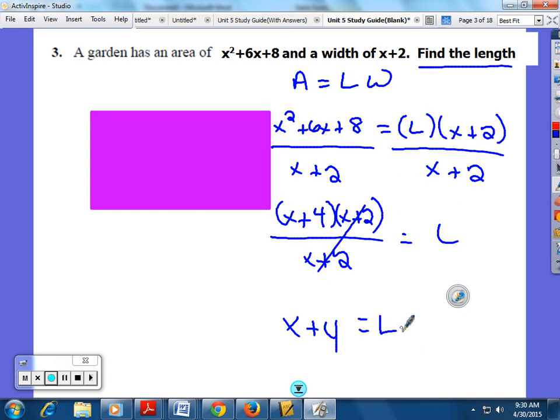On the right side of the equal sign, we have an L because these x plus 2's right here cancel. So the length is x plus 4. That's our final answer.